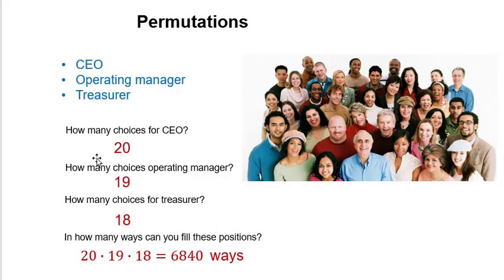I could work it out like this. How many choices do you have for CEO? Well, there are 20 people. How many choices for operating manager? Well, if the CEO is already chosen, you only have 19 people left. And then after you choose your operating manager, you only have 18 people left for treasurer. There are 6,840 ways we could do this.